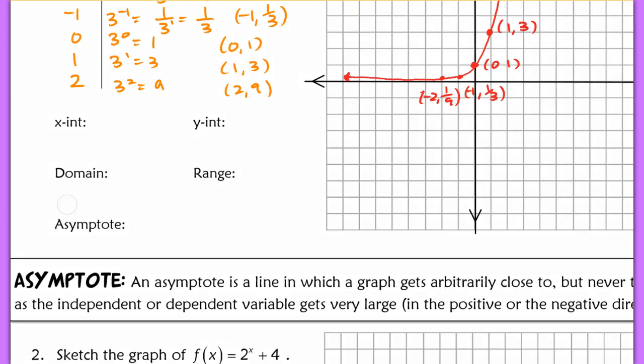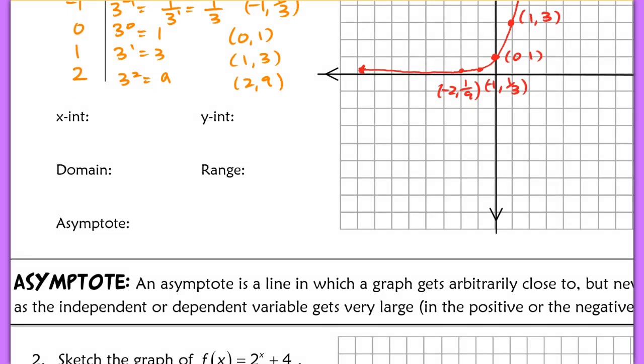But I want to first take a look at x intercepts. So we have to still find x and y intercepts, our standard information. We're also going to talk about the domain and range of an exponential graph too, as well as this new word here, an asymptote. And you can look at the definition here, and I'll go over that in just a second.